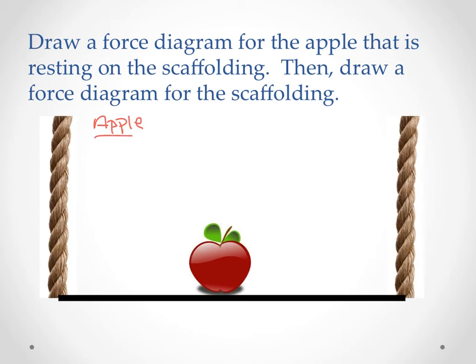And the second one is going to be for the scaffolding. All right, so for the apple, here's my dot representing the center of mass, right here in the middle of the apple. So this is pretty straightforward. So the apple has force of gravity pulling down, and the apple's resting on this stable surface, so it's going to have the normal force pushing up.